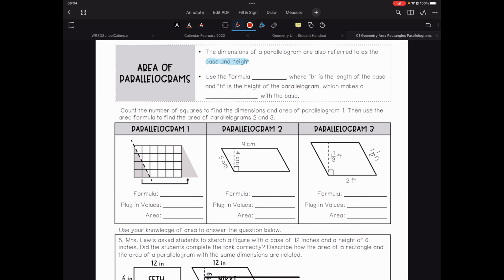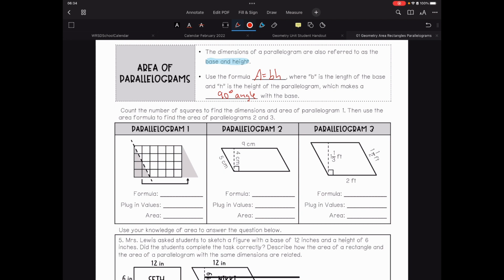We're going to use the formula area equals base times height. So that's the same one as the rectangle. And again, the B is the length of the base, and H will represent the height of the parallelogram, which makes a 90-degree angle with the base. So the height of the parallelogram makes a 90-degree angle with the base.